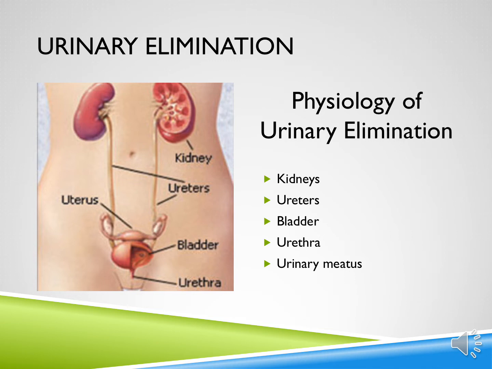The Bowman's capsule filters, and the filtrate moves from there into the tubule of the nephron. The proximal convoluted tubule is where most of the water and electrolytes are reabsorbed. The loop of Henle is where solutes such as glucose are reabsorbed and other substances are excreted. The distal convoluted tubule is where additional water and sodium are reabsorbed under normal control of hormones.